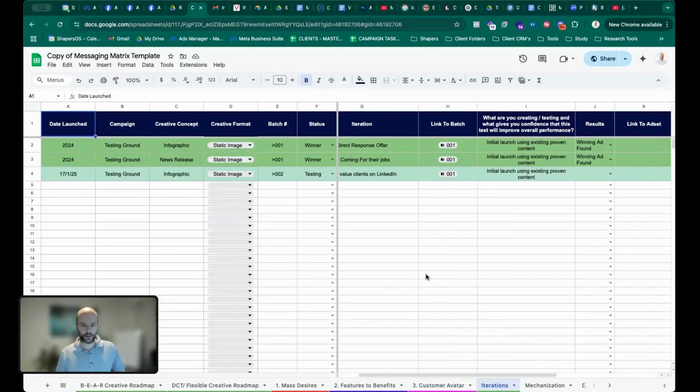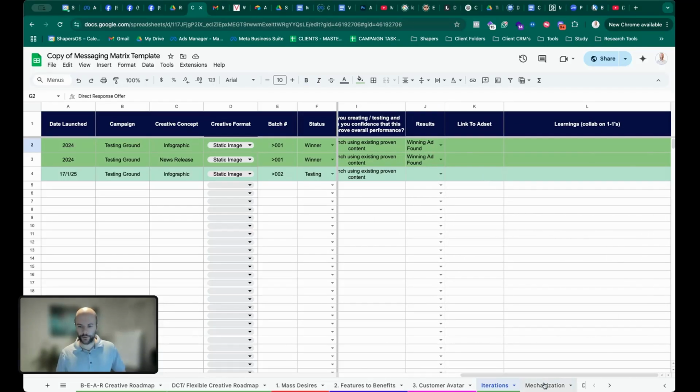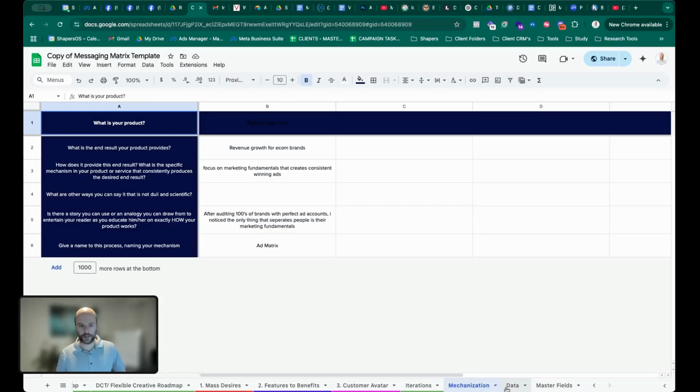And we have our iteration tracking here. So if we iterate on winning campaigns or winning creatives, then we document those iterations and how they performed. And then we've got some other data points here, like our mechanism, our unique mechanism. So, what are we actually selling? Is it Jimmy's two-step process or Jimmy's messaging matrix, for example? That could be the product. Again, whatever your unique mechanism is, and then there's some extra fields there.